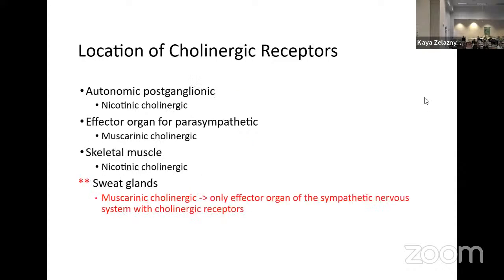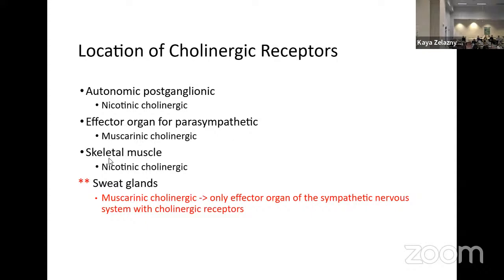So when we're looking at those locations for those receptors, if we are looking at the autonomics, any postganglionic neuron, be it parasympathetic or sympathetic, is going to have a receptor for acetylcholine, needs it because that's what it's receiving from our preganglionic neuron. That's always going to be a nicotinic cholinergic receptor because we want to fire off an action potential by letting cations in.